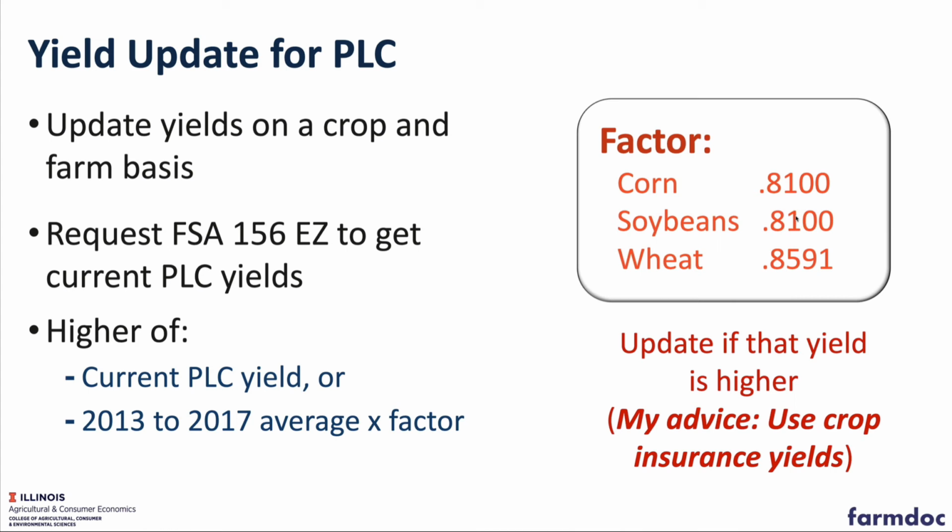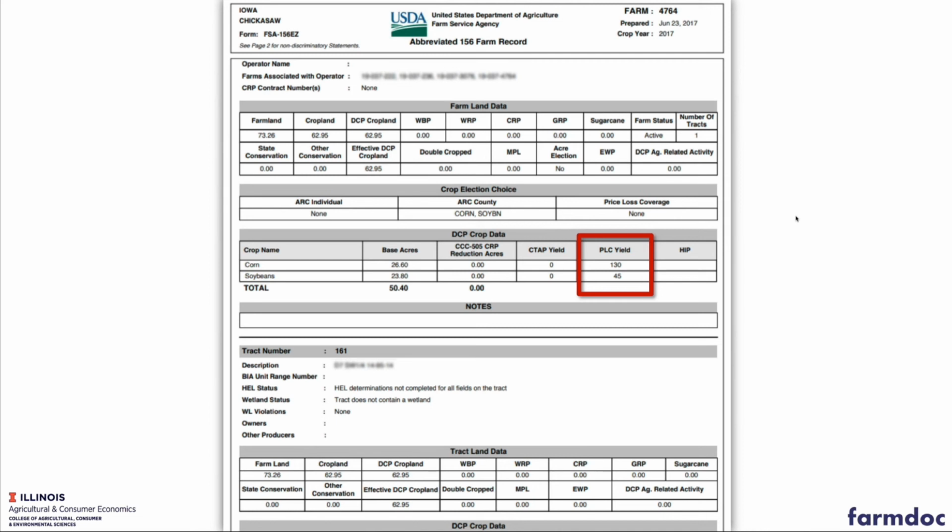We would advise using crop insurance yields as the documentation. Note that you will not be providing the documentation when you sign up or for updating, but you should have that documentation in case of an audit later on. So we would suggest using crop insurance yields as the basis for turning in those yields. This decision, you already know what your PLC yield is, current yield is.